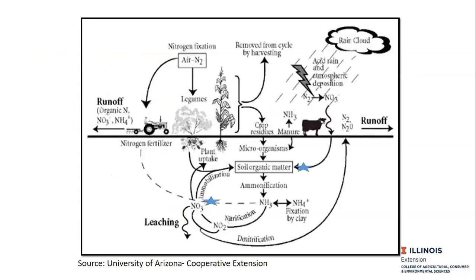This is the nitrogen cycle. I just want to show you what this looks like so you can understand where nitrogen is and how nitrogen is taken up by the plant. I've placed in here blue stars. So yes, on a seasonal basis, the soil organic matter could be breaking down and releasing nitrogen for your plants to uptake. At the same time, you see NO3 there is one of my other blue stars.